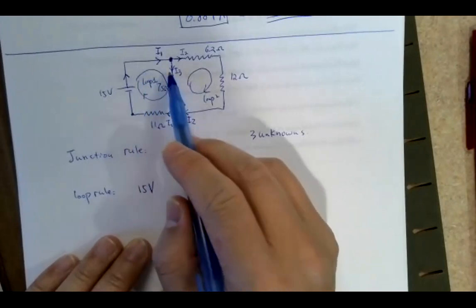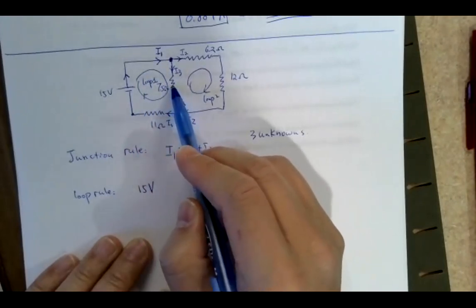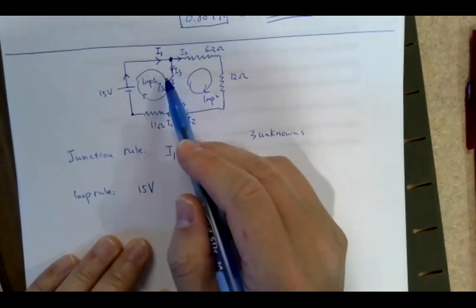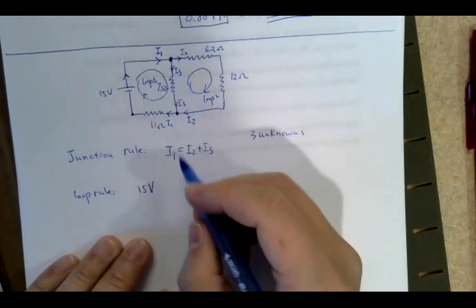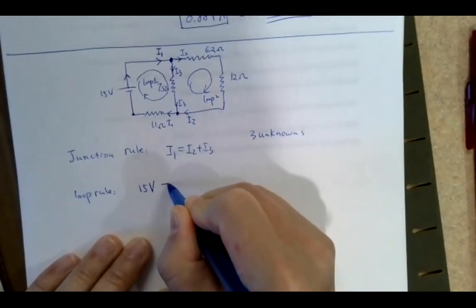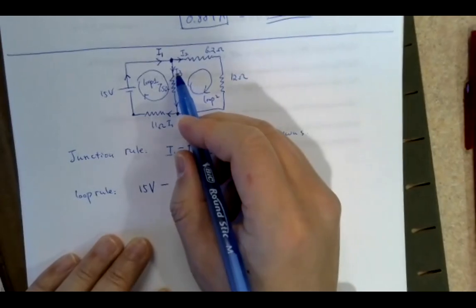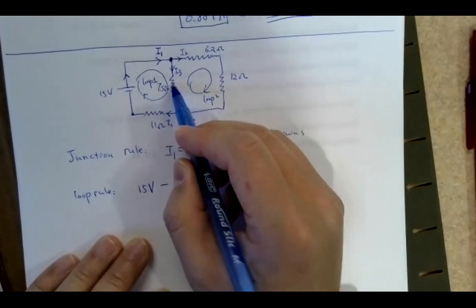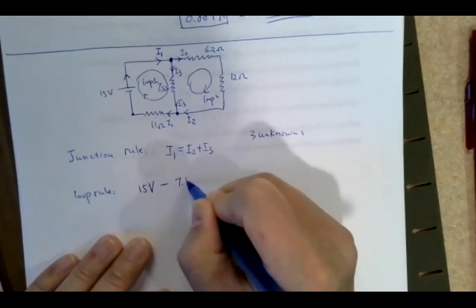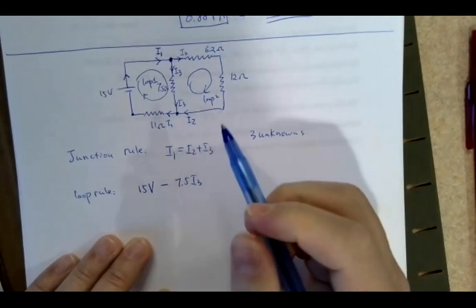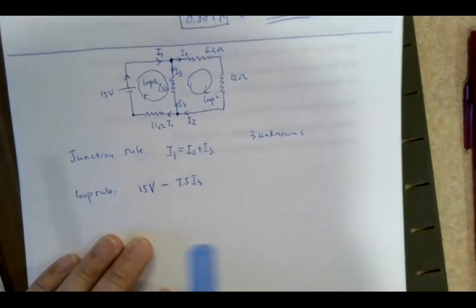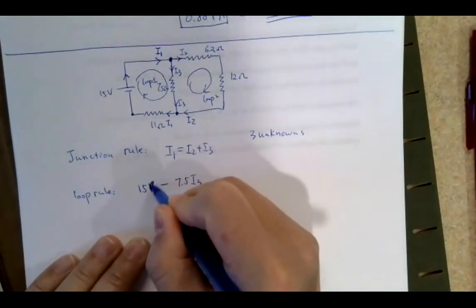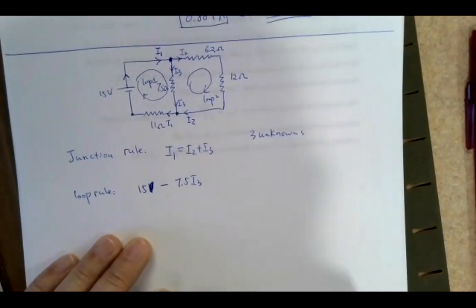Now in this loop, the second element you encounter will be this resistor. This is the direction of the loop, and the current goes in the same direction, so your potential will decrease by the amount of I times R. The I3 is the current going through this resistor, so you take that as your I. That will be 7.5 times I3. I'm going to leave out the units because they are all in SI units, so let's just take the numbers. So 15 minus 7.5 I3.